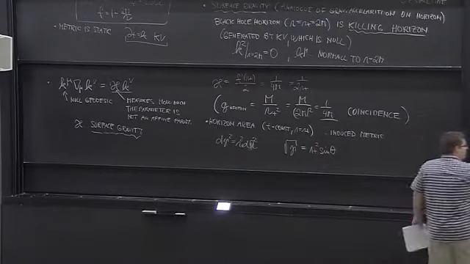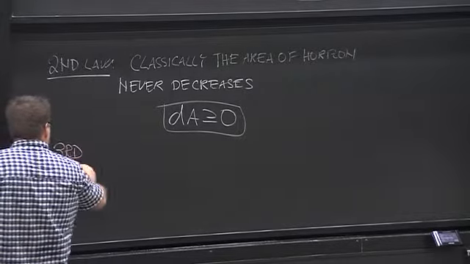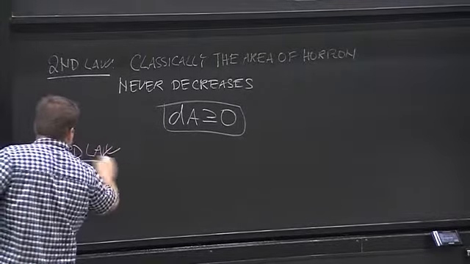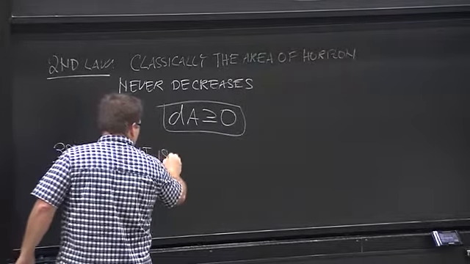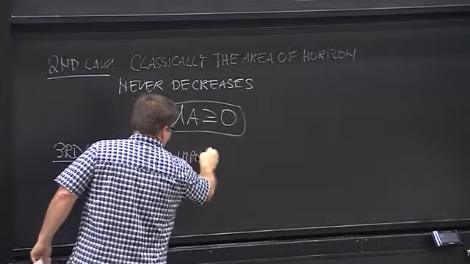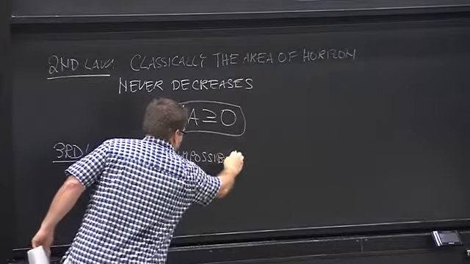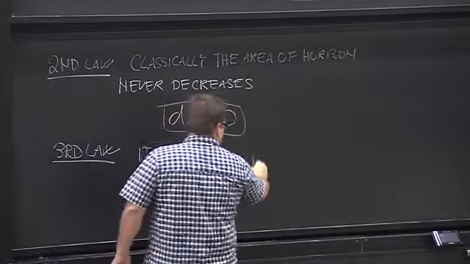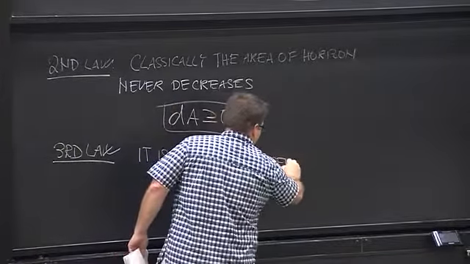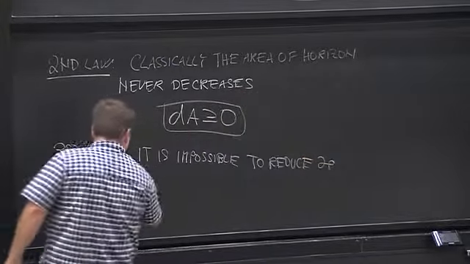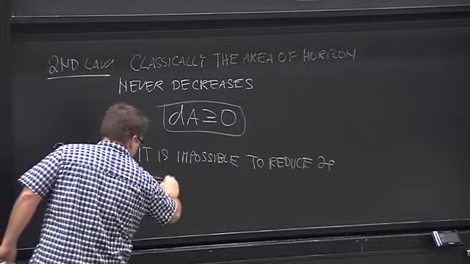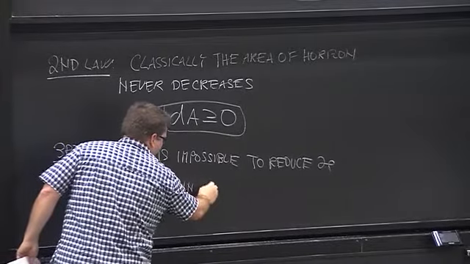And finally, there is a third law, which is still a discussion. But nevertheless, basically you can say it is impossible to reduce kappa to 0 in a finite number of steps.